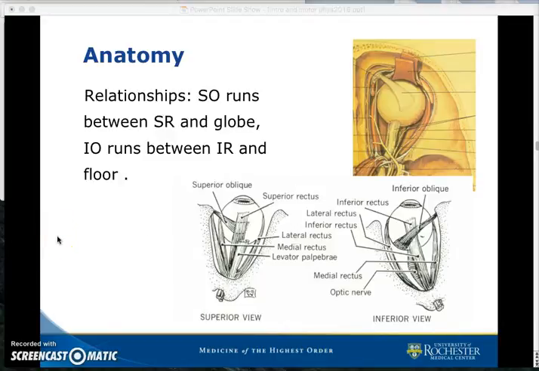One other important surgical relationship is the relationship between the oblique muscles and their corresponding rectus muscles. So the superior oblique runs between the superior rectus and the globe, so it's inferior to the superior rectus. And the inferior oblique runs between the inferior rectus and the floor, so again it is inferior anatomically to the inferior rectus. So when you're hooking the inferior oblique or the superior oblique, you need to know the relationship between that and the vertical rectus muscle.